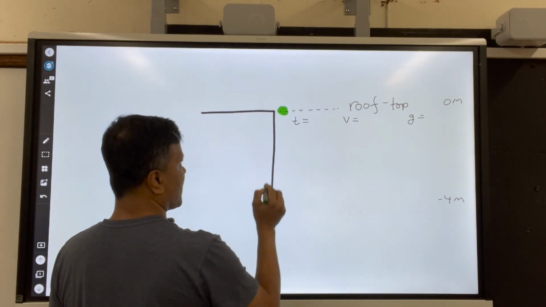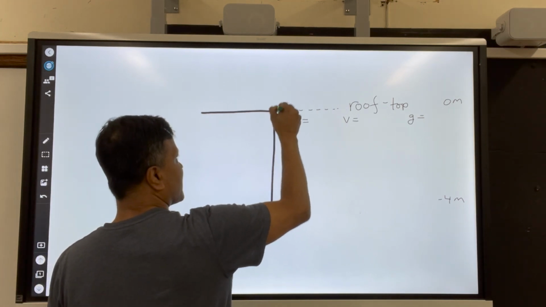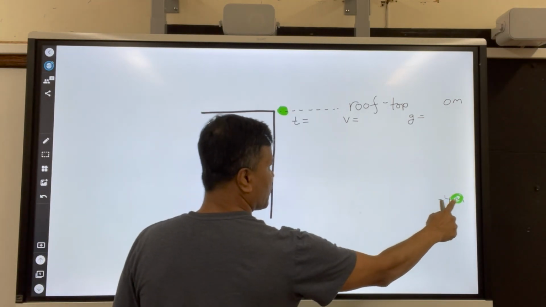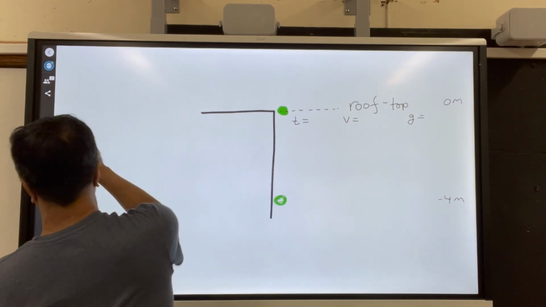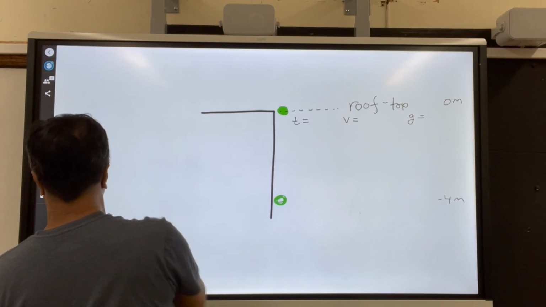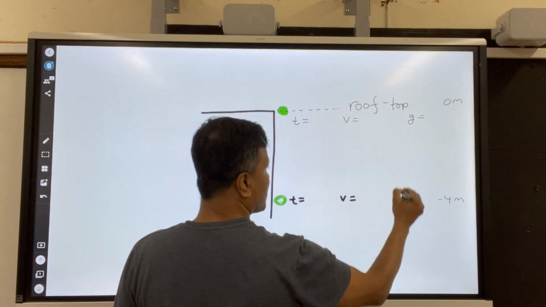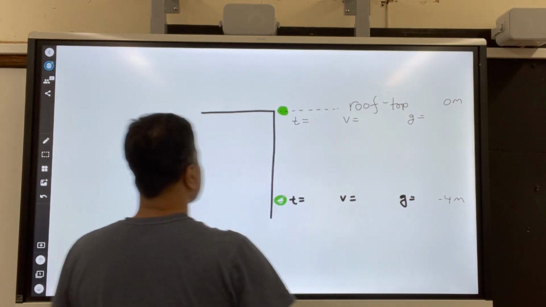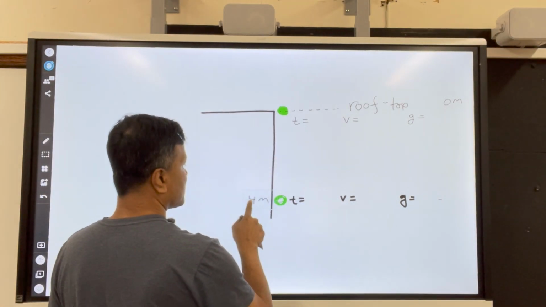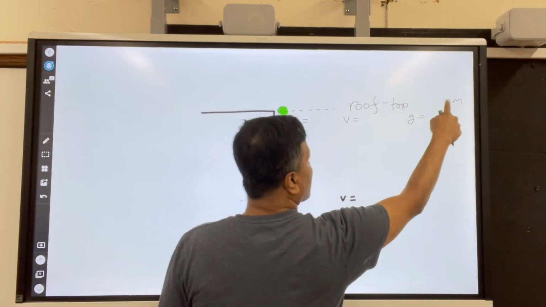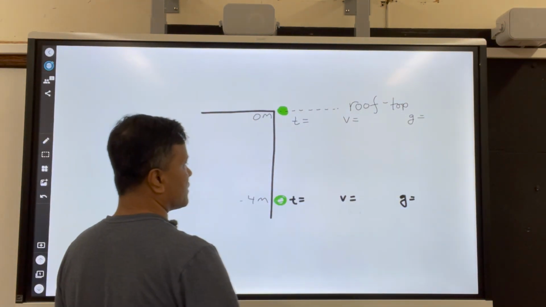I also want you to find, when this same ball is now at 4 meter, so the ball is now here, I want you to find the time over here. I want you to find the velocity over here. And I want you to find the acceleration over here, right? Okay. So now I can move this thing over here so it doesn't get crowded with other information.